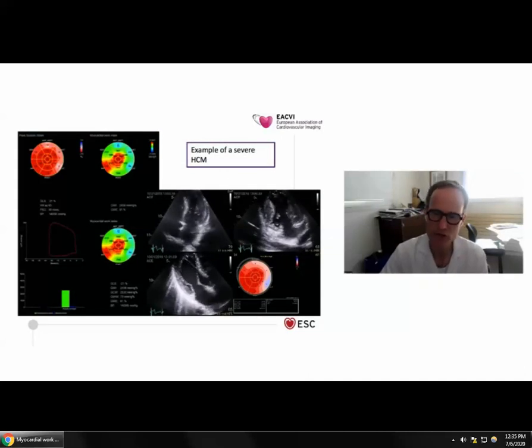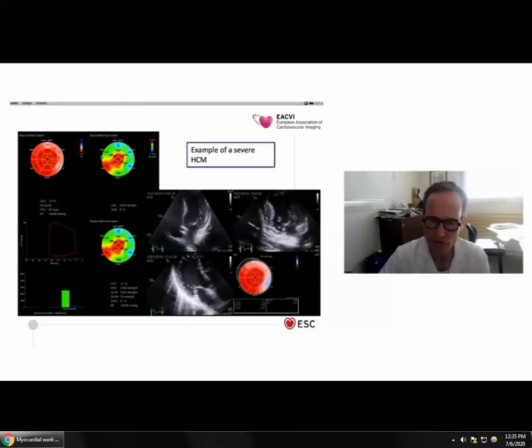For instance, this is a patient with a hypertrophic cardiomyopathy. And when you look at the systolic function of this patient with a hypertrophic cardiomyopathy, you can look, of course, at the LV ejection fraction. I don't provide you the measurement here, but you can estimate that the LV ejection fraction is something like 80%, so very high LV ejection fraction.